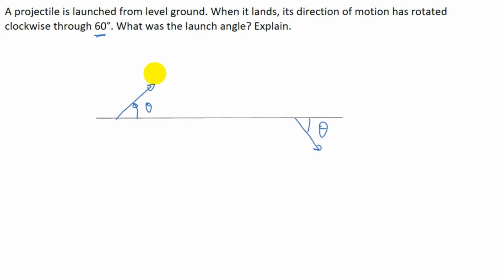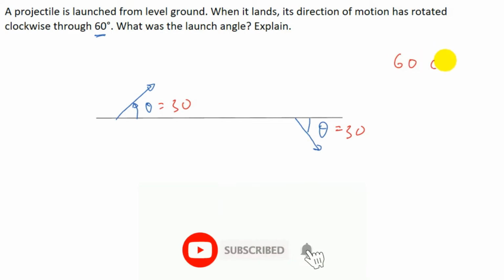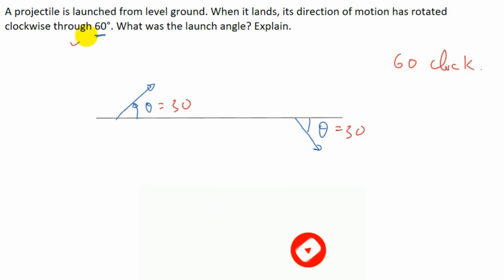Now it says that the direction of motion has rotated 60 degrees clockwise. So this angle theta has rotated 60 degrees clockwise. So what should be theta? Think. Now if this angle is 30 degrees, this will also be 30 degrees, and the change in direction will be 60 degrees clockwise, and that proves the statement. So the launching angle should be 30 degrees.